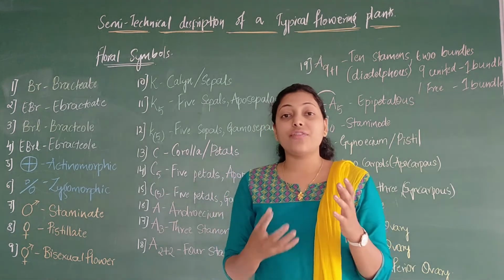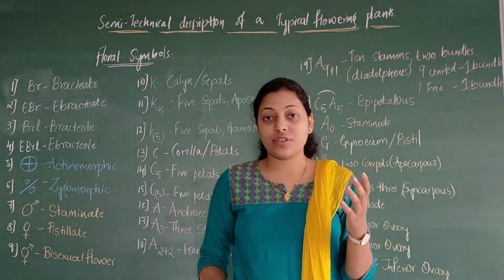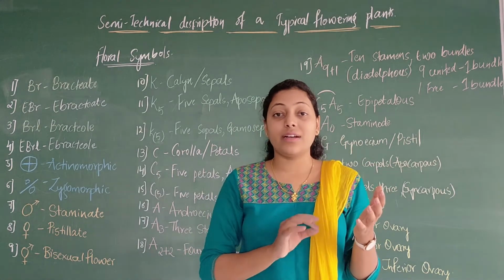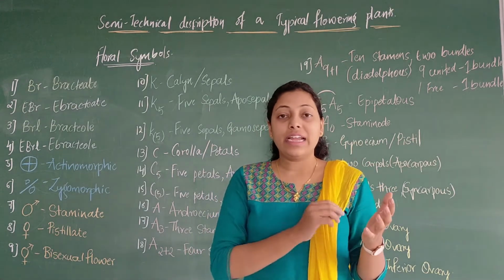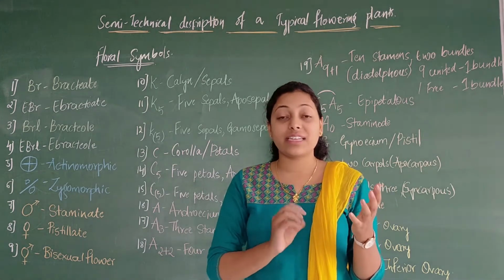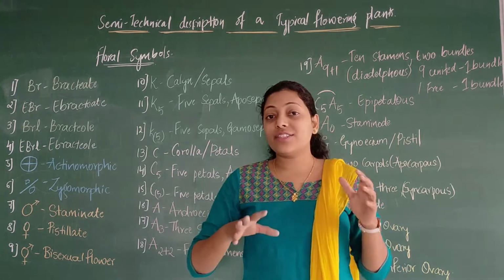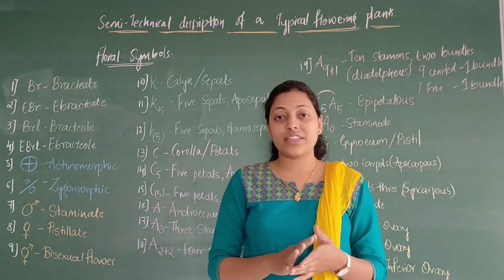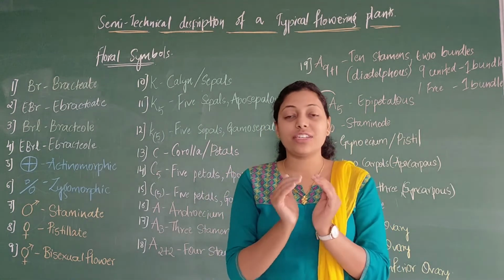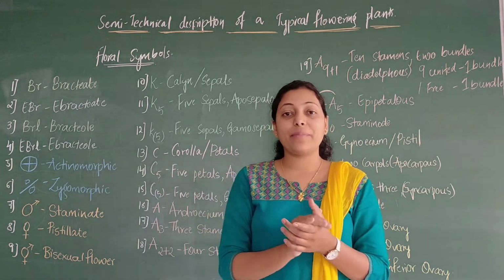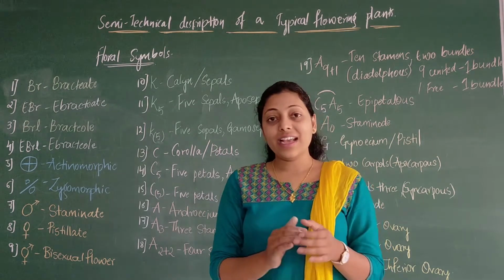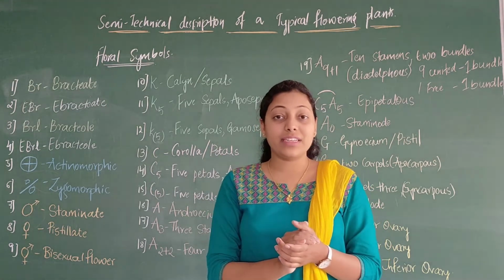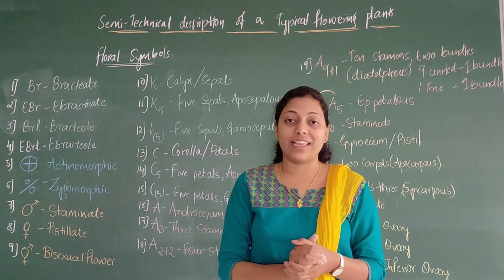So here, instead of having lengthy pages of description, like the flower looks green or yellow in color, it has calyx, it has sepals, it has petals, instead of writing the lengthy method of description, we have a shorter formula method for describing a flower, right? And this shorter formula method is also called floral formulae.